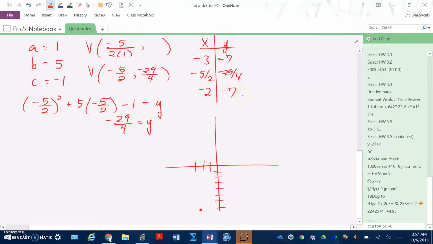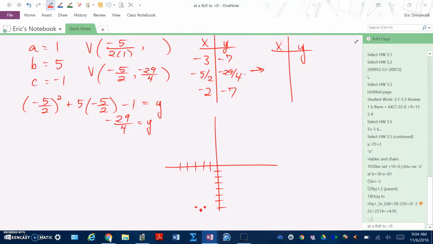The same thing should hold true when I plug in negative 2. You can check that if you'd like, but that will be the case because, again, negative 3 is the same distance from negative 5 halves that negative 2 happens to be. So we'll go ahead and plot negative 3, negative 7, and negative 2, negative 7, which is pretty close to this vertex point. And we can keep going. Certainly I don't have enough points to see where this parabola is going to cross the x-axis, so I'll pick some other values. 3 is usually enough just to get a basic picture, but because we want to see where it crosses the x-axis, we'll need to continue this.